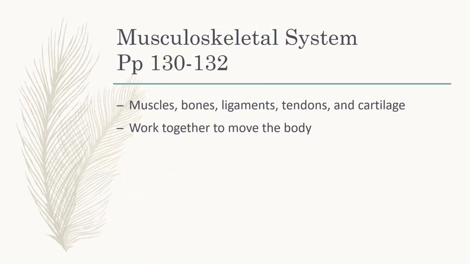So next you have your musculoskeletal system. It consists of your bones and your muscles and your ligaments, tendons, and cartilage. All of those work together to move your body and give it shape.